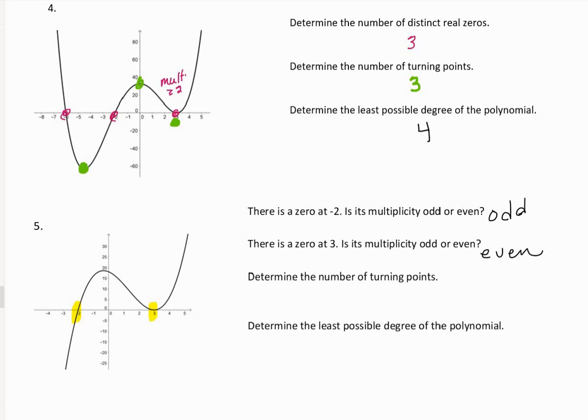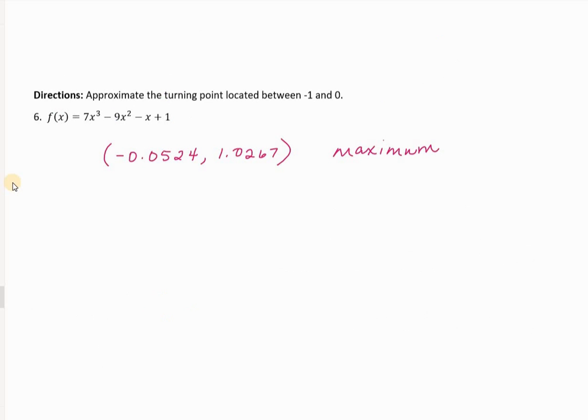Determine the number of turning points. My turning points are here and here. There's 2 turning points. And determine the least degree of the polynomial. The least degree of the polynomial is going to be 1 more than your number of turning points, so that is 3. Okay, question 6 is to approximate the turning point located between -1 and 0. And I'm going to show you my answer here and tell you that it is a maximum. And in the next part of the video, I'm going to tell you how to get that answer.